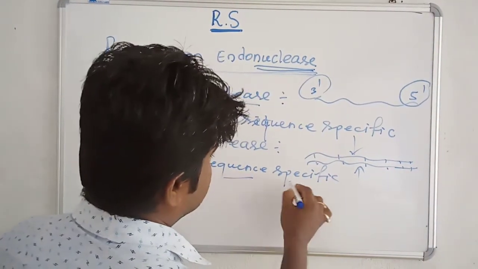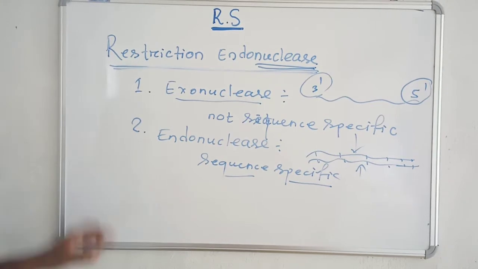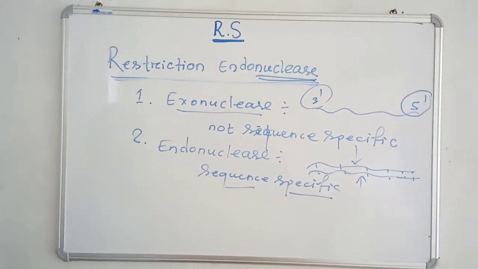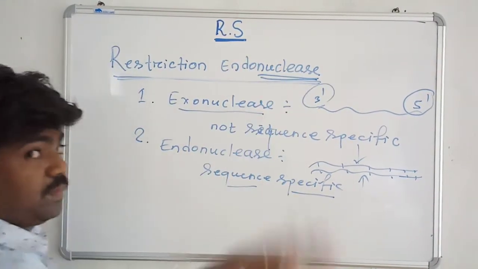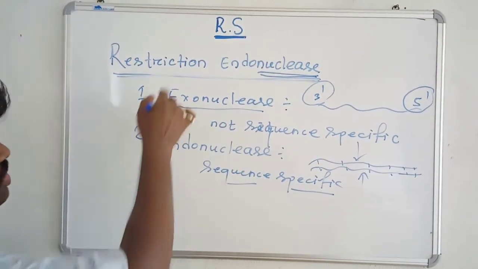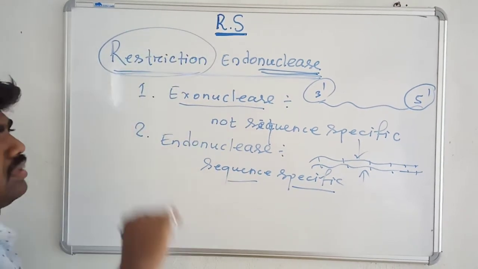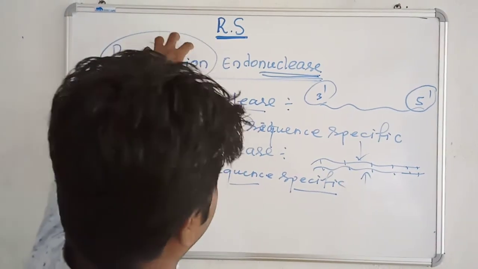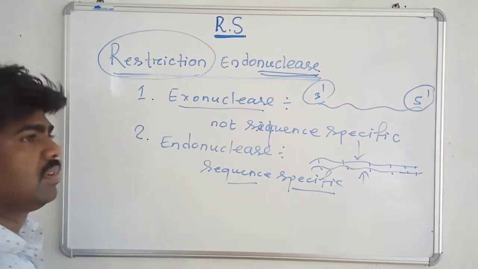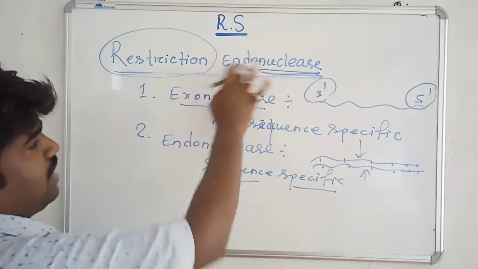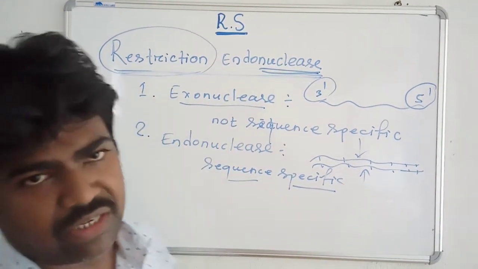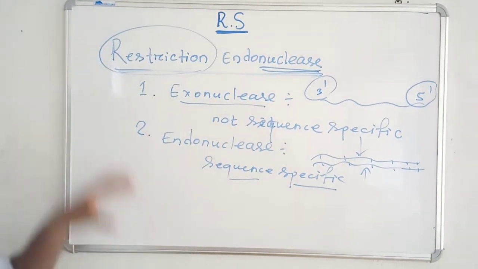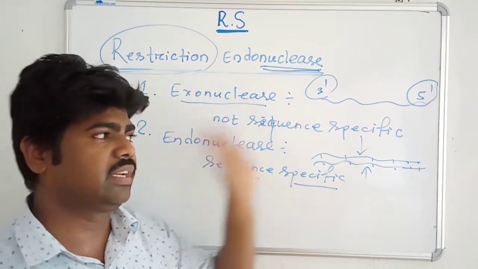So they are sequence specific, and we have this restriction endonuclease, and these enzymes have a speciality, and that speciality is denoted by the term restriction, right? So what is this restriction? First we should know these enzymes are derived from the bacterial cells, and they are produced from the bacterial cells, and this restriction occurs inside these bacterial cells.